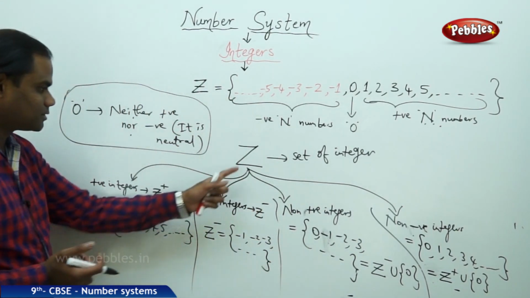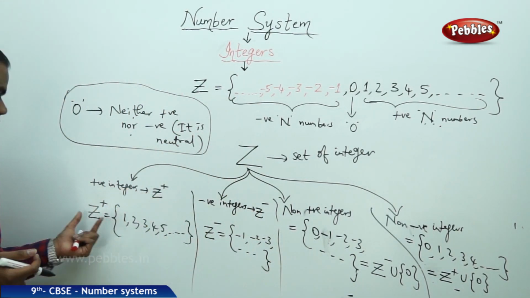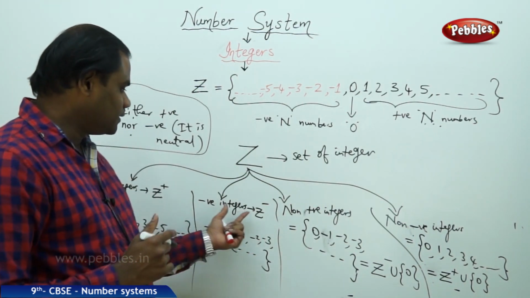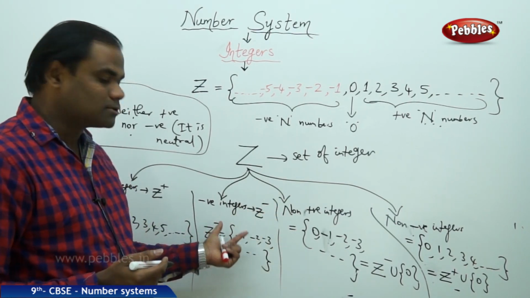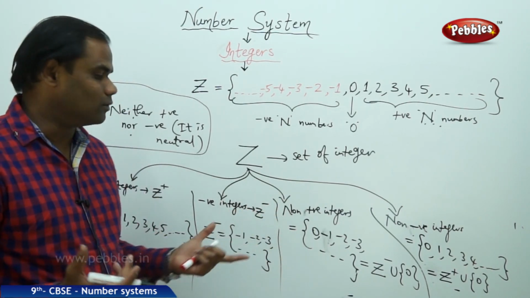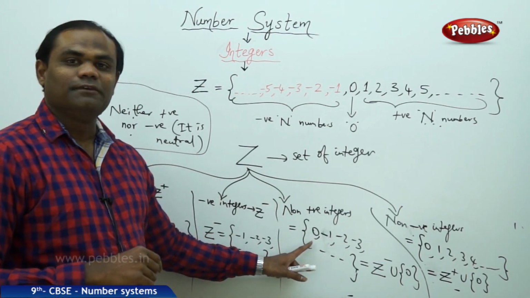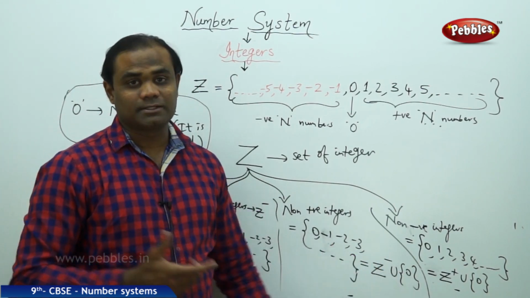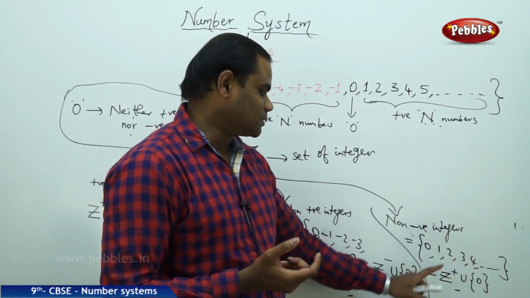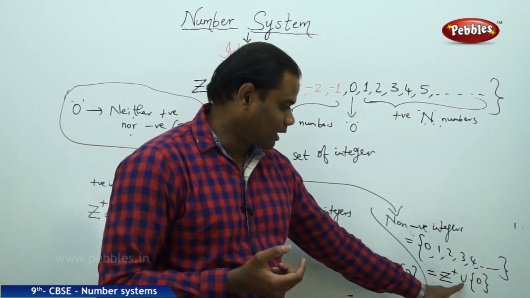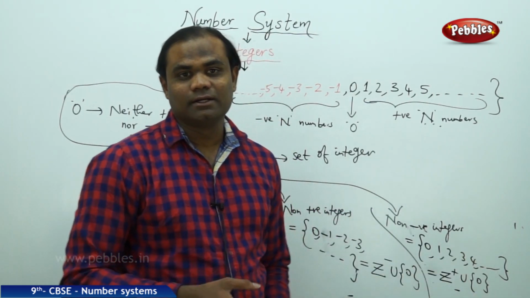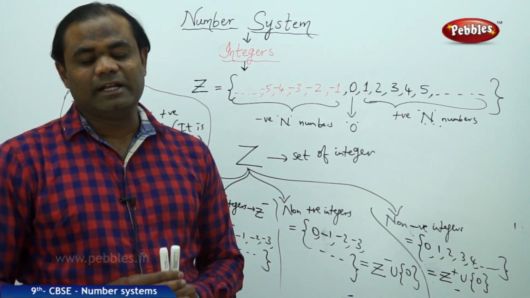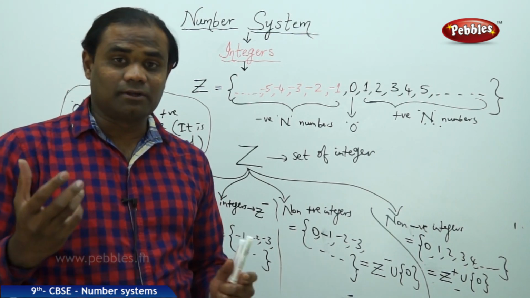Therefore, I have 4 classifications for Z. The positive integers, denoted by Z plus, are 1, 2, 3, 4, 5 till infinity, and the negative integers, denoted by Z minus, include -1, -2, -3, and so on and so forth. The non-positive integers, which are all the negative integers including 0, are denoted by Z minus union 0. Similarly, the non-negative integers, which include all the positive integers and the 0, is how we understand the different classifications of the set of integers Z. Now let's see some example problems to understand the concept better.